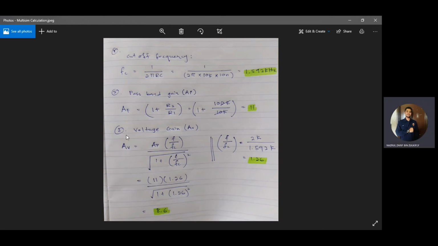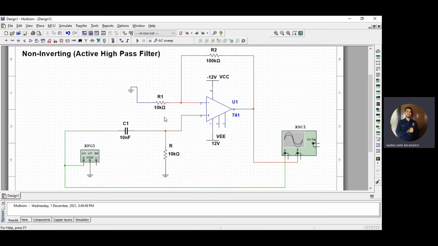The third calculation is voltage gain. Note in here, the input frequency that we will use for this experiment is 2 kilohertz. So we insert the value for the cutoff frequency and pass band gain inside this formula, at F and FC, with input frequency of 2 kilohertz. So the voltage gain is 8.6 for the circuit. Okay, now we will do the simulation.